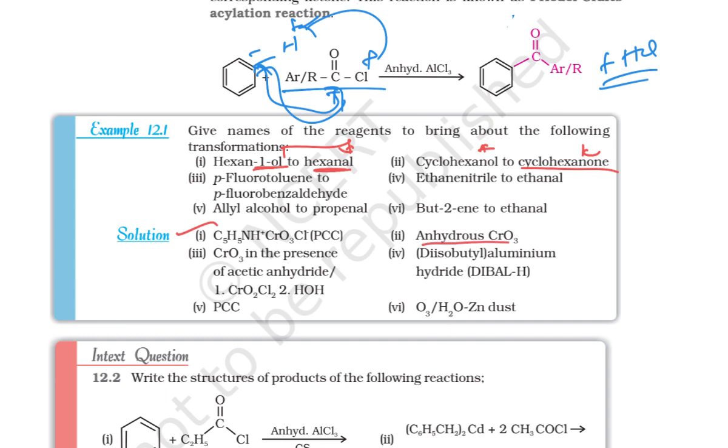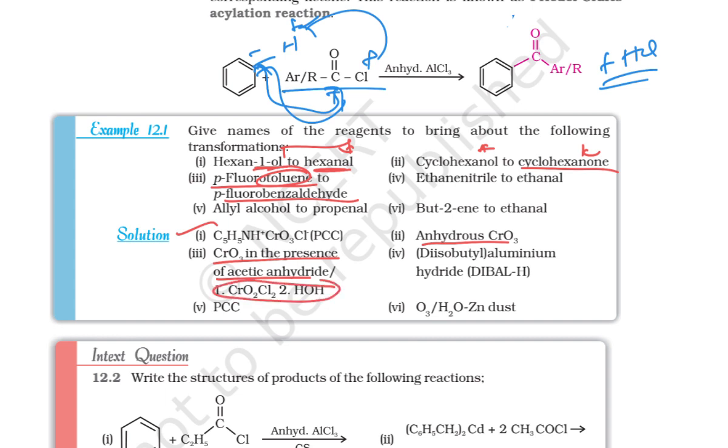Next, this is substituted toluene, right? So para-fluorotoluene to para-fluorobenzaldehyde. So toluene to benzaldehyde, what is the reagent we have used? We used two reagents. One is the Etard reaction, another one is acetic anhydride. So CrO3 in presence of acetic anhydride, or we can use chromyl chloride and water.